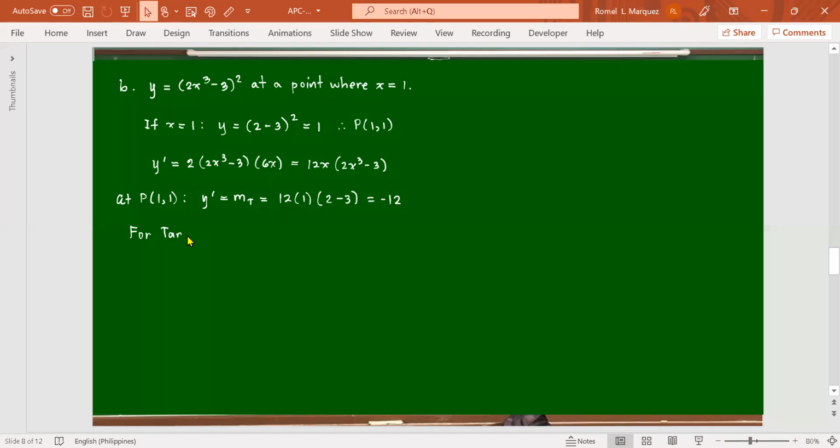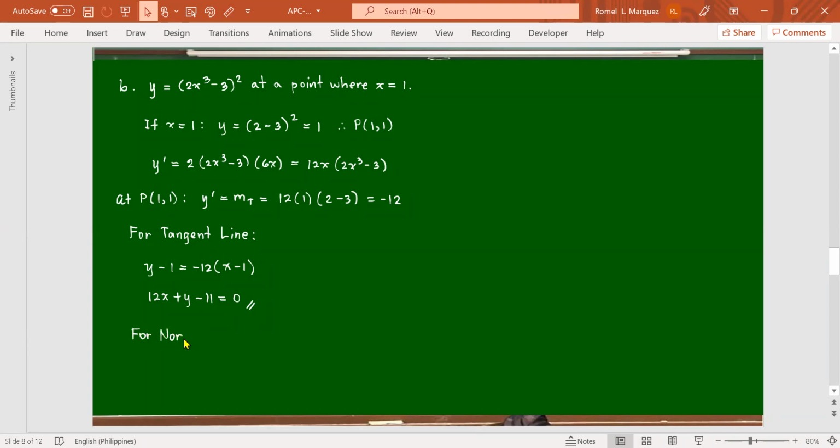Okay. So for the tangent line, we have y minus, what is our y1? 1 equals the slope of the tangent line, negative 12, times x minus 1. So simplifying, meaning expressing this in general form, we have 12x plus y minus 13 equals 0. Okay? What about for the normal line?